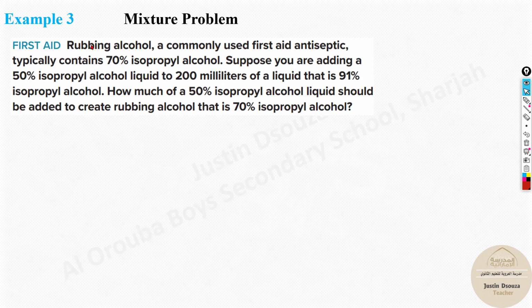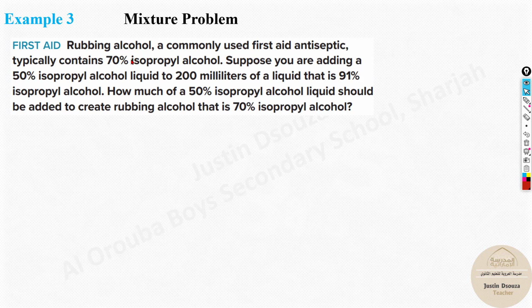Now, what you need to do over here is understand that they want exactly 70% isopropyl alcohol. If you fall down, you will have Dettol or something to clean the wound, right? It's an antiseptic, so that there are no septic problems. Now that particular isopropyl alcohol must be 70%. Here you already have 200 ml of 91% isopropyl alcohol. So this is a very high percentage, right? So you need to dilute it down.